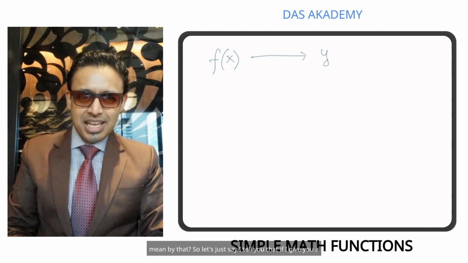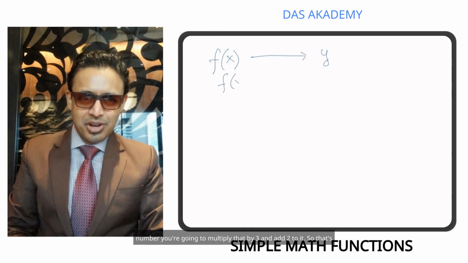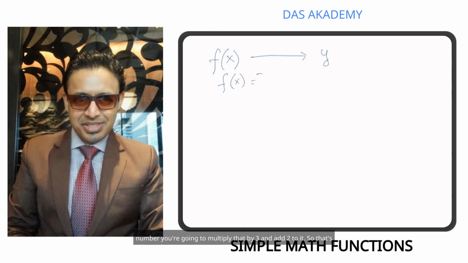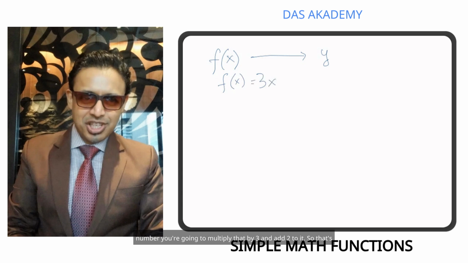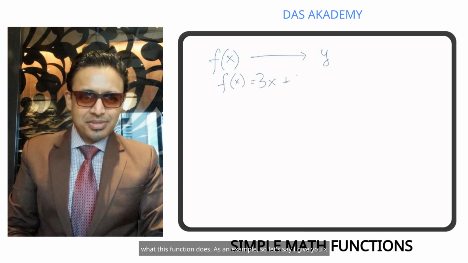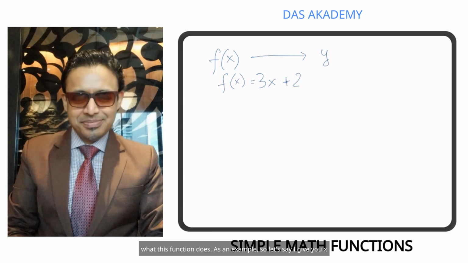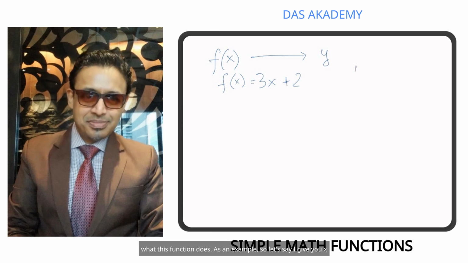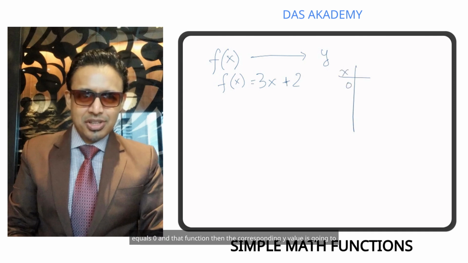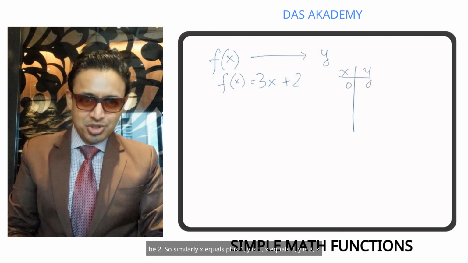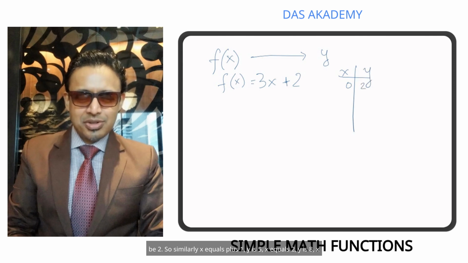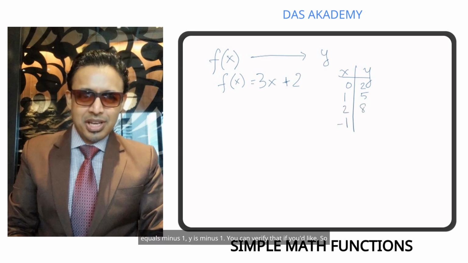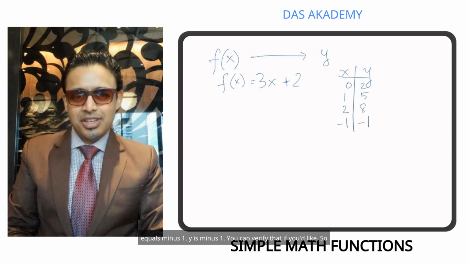So let's just say I tell you that if I give you a number, you're going to multiply that by 3 and add 2 to it. So that's what this function does. As an example, let's say I give you x equals 0 in that function, then the corresponding y value is going to be 2. Similarly, x equals plus 1, y is 5; x equals 2, y is 8; x equals minus 1, y is minus 1. You can verify that if you'd like.